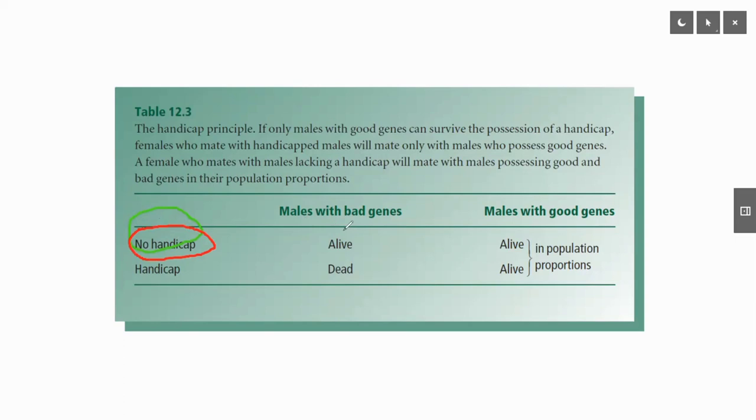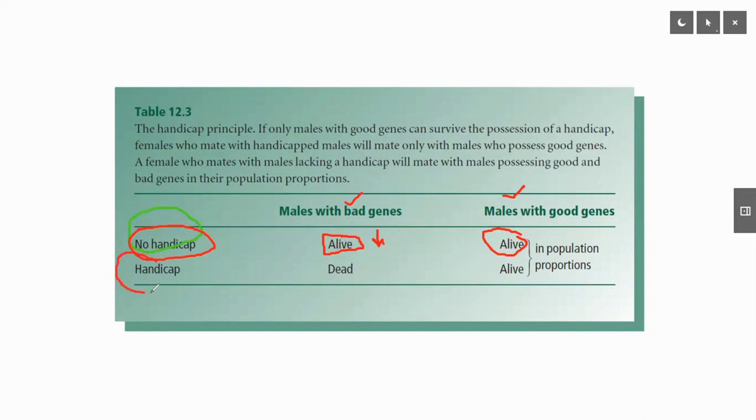Such individuals, if male, those with bad genes, will be alive, and males with good genes can also be alive within a population. But why are they alive here? They are alive here because they do not have any handicap, any character which gives them reproductive disadvantage and leads to their death. That's why they would be alive. So an individual with no handicap would live here.